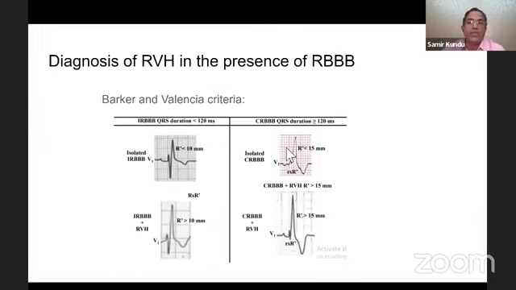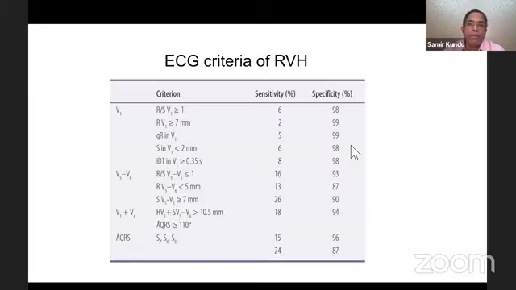Diagnosis of right ventricular hypertrophy in presence of right bundle branch block is another difficult situation, but Barker and Valencia criteria: in case of incomplete RBBB, if there is R wave height more than 10 millimeter, and in case of complete RBBB, if there is R wave height more than 15 millimeter, then it is suggestive of right ventricular hypertrophy in the presence of RBBB, but sensitivity and specificity is lower.